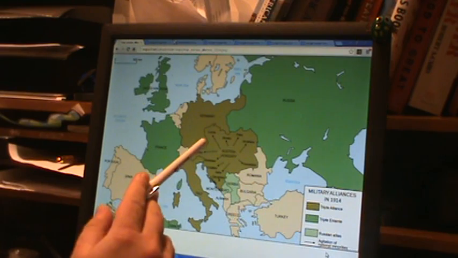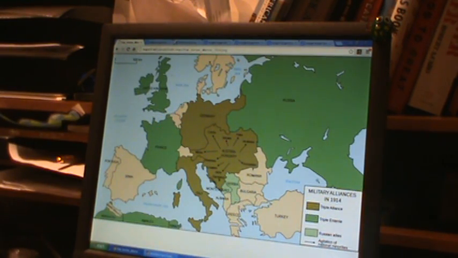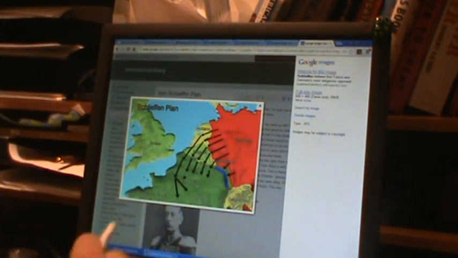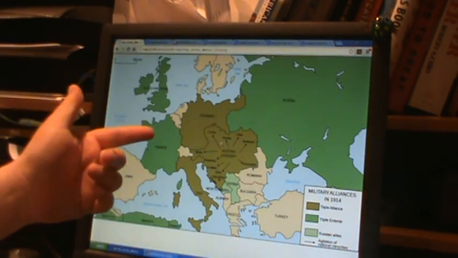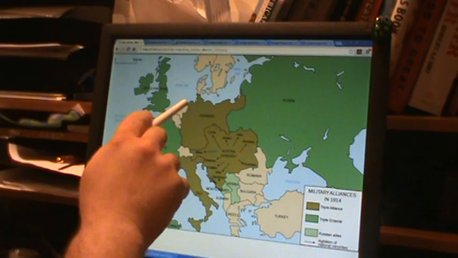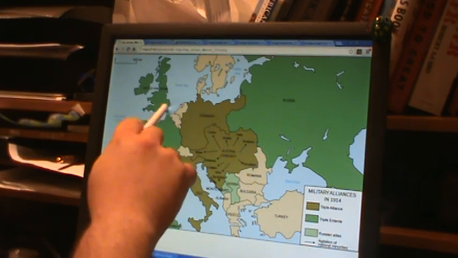With the Schlieffen Plan now in motion and German troops coming across Holland and Belgium into France, Great Britain is faced with its choice. Great Britain looks at this situation and pretty much says, what the hell are we fighting about? But Great Britain could not have Germany in control of the Channel ports.